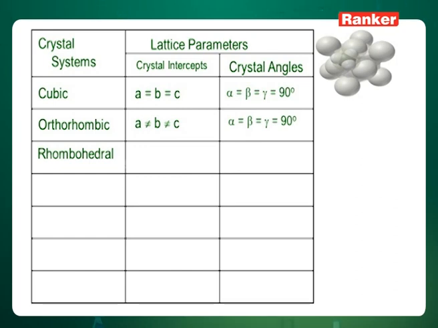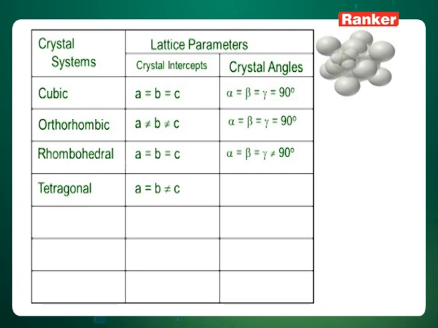Then rhombohedral, A equal to B equal to C. That means all the three intercepts are equal, and the angles are also equal, but none of them is equal to 90. Alpha equal to beta equal to gamma, but nothing is equal to 90. All three of them are equal to one another. That is rhombohedral. This is in mathematics. Most of you must have learned about these geometrical figures in geometry.